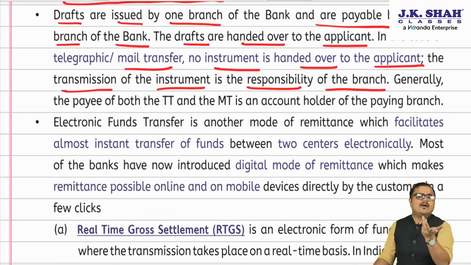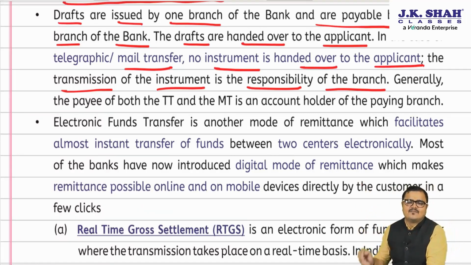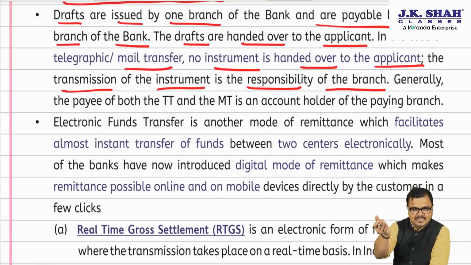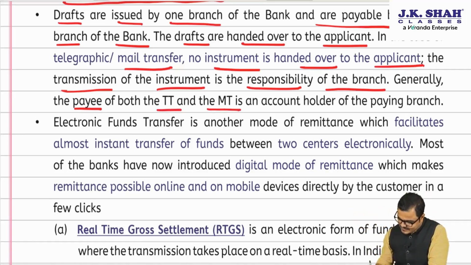Only an acknowledgement may or might not be given, as I said, if it is a scheduled payment, a fixed payment on a fixed date, then no documents will be handed over to you. Okay? Yes, sir. Generally, the payee of both TT and MT is an account holder of the paying branch only.